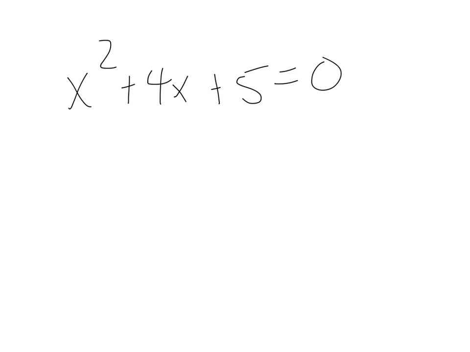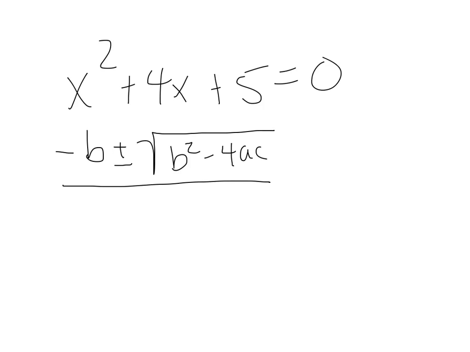Here's where the quadratic formula comes in handy. So write down this equation. The quadratic formula looks like this: x equals negative b plus or minus the square root of b squared minus 4ac, that whole thing, divided by 2a. This is called the quadratic formula.